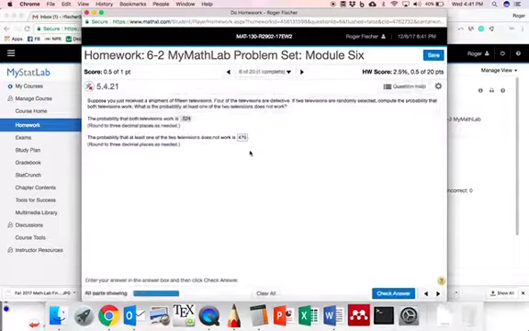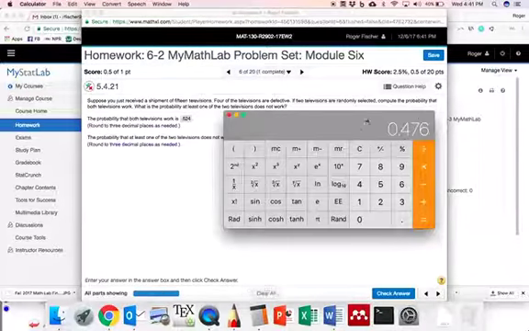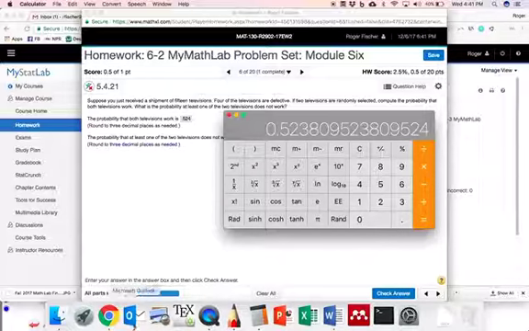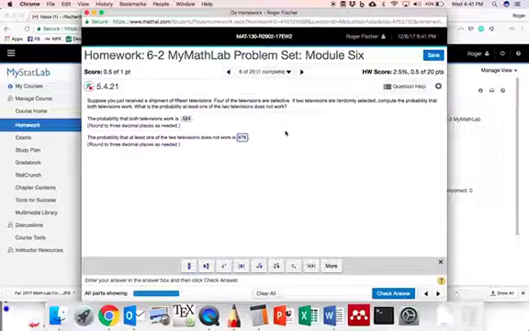Wait, what? Did I do something wrong? What did I do wrong? I'm so confused. 110 divided by 210 is 0.524. Isn't that what I put? Oh, I didn't put a decimal point. That's why. There we go.